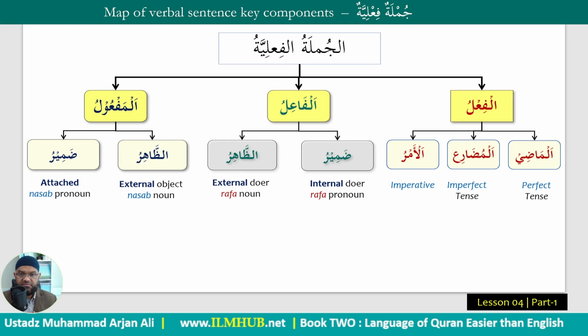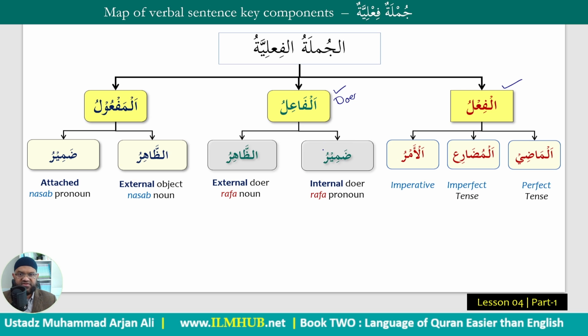Quick review of the map of the jumla fi'liya. As you already know, this map, inshallah, should be very familiar to you. In a jumla fi'liya, two of the most essential components are the verb itself, which is called al-fi'l, the verb, and then we have the doer of the verb.